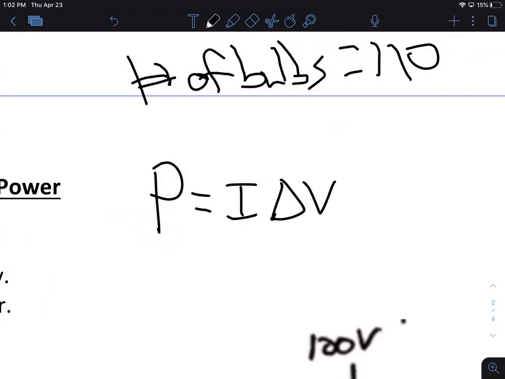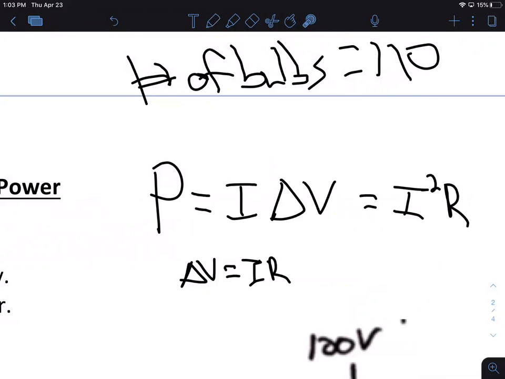For a resistor, I know from Ohm's law, delta V equals I R, so I can say power equals I squared R, and that's me putting this in for the voltage here. So this is the general rule. This will work for a battery or a resistor or anything. This is for a resistor specifically. This wouldn't be for a battery because batteries don't have resistance. A battery would just use this relationship.